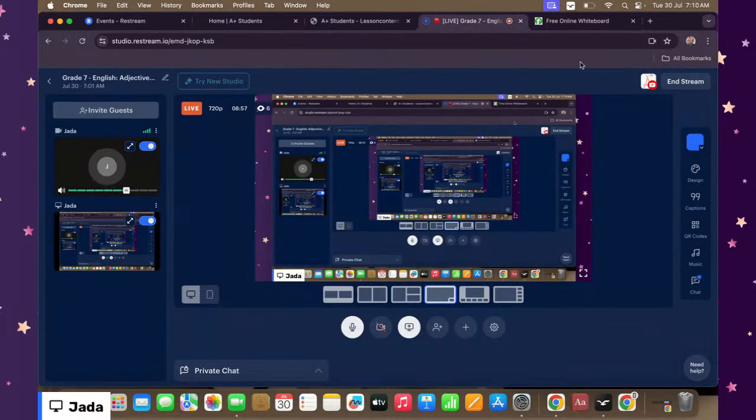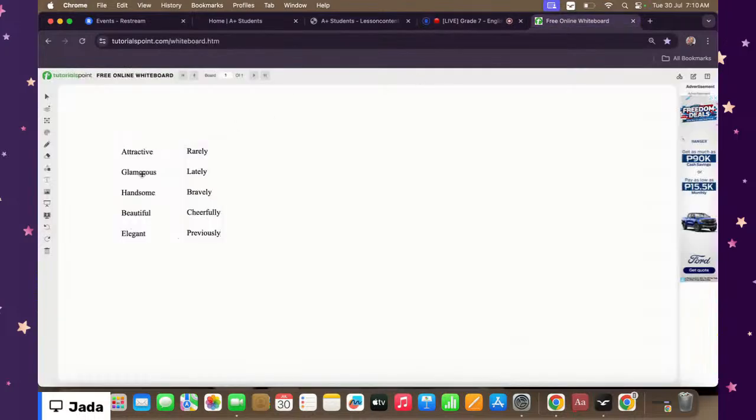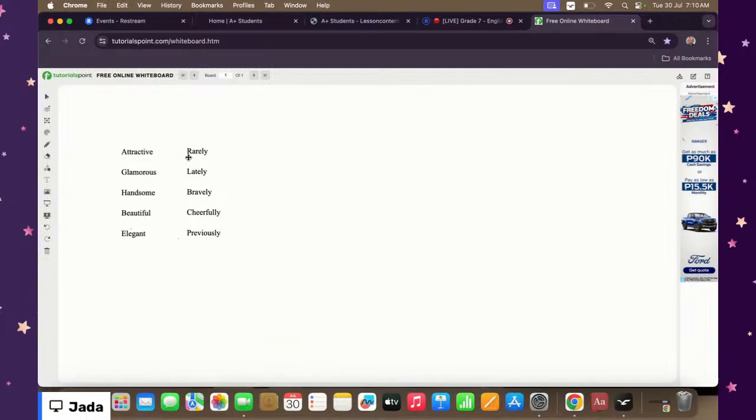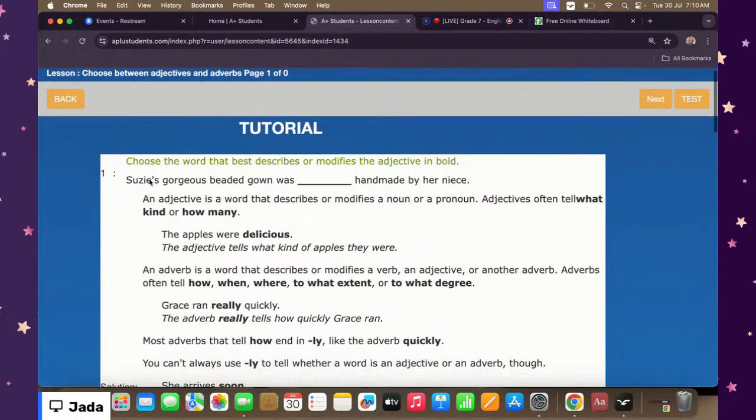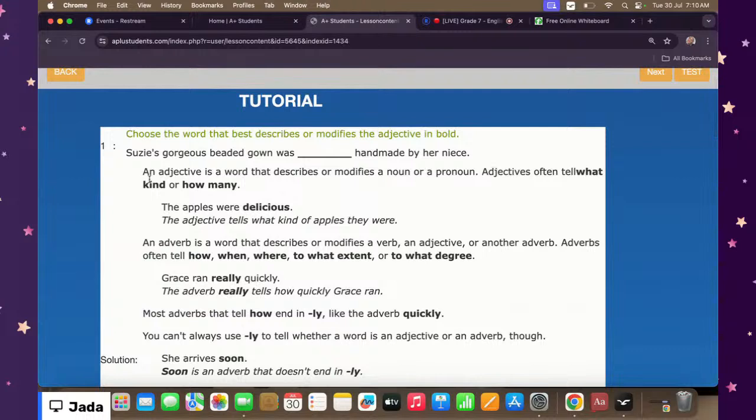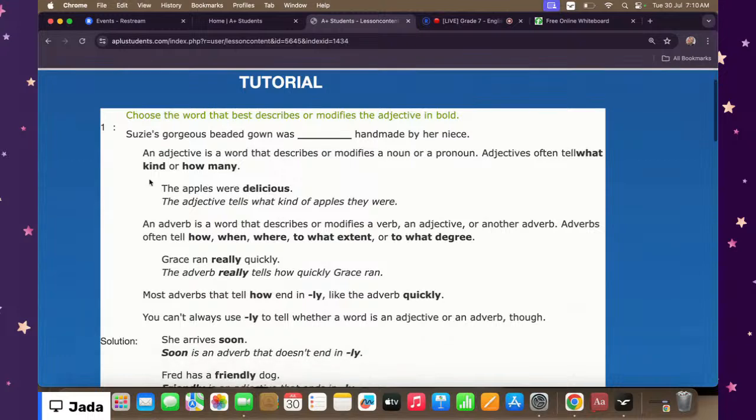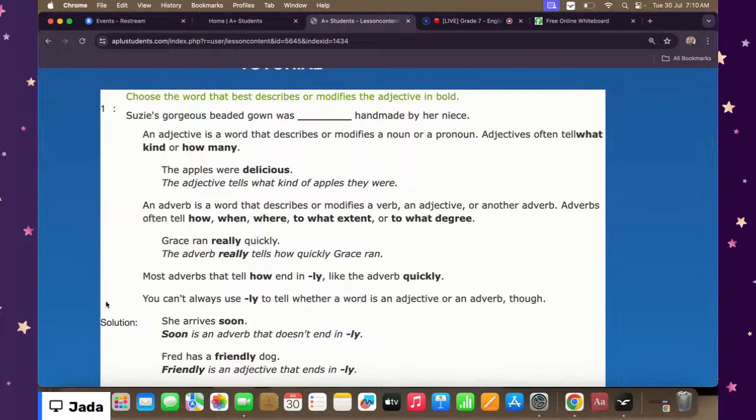So these are a list of adjectives. On this side we have the adjectives, and then on the other side, basically the ones with the ly, those are the adverbs. Okay. So moving on, like I've said, an adjective will tell you what kind or how many, and it's modifying a noun or a pronoun. And then the adverb is a word that describes or modifies a verb. So when an adjective is talking to the noun or the pronoun, the adverb will talk to the verb. Okay?